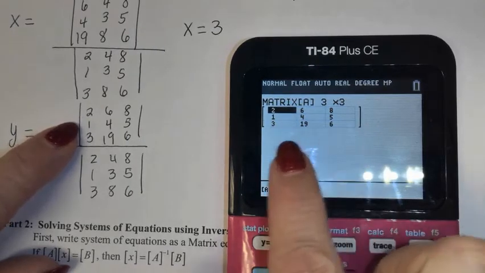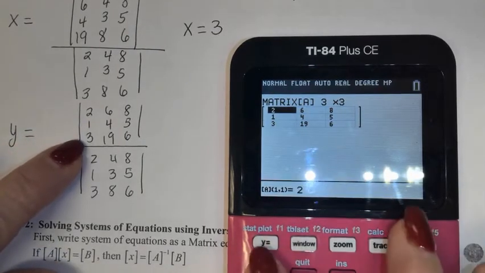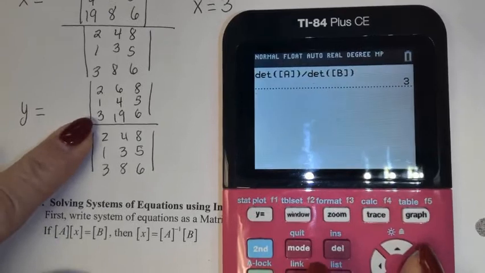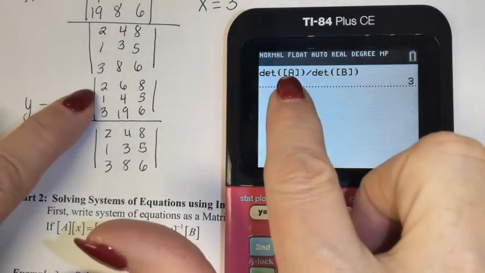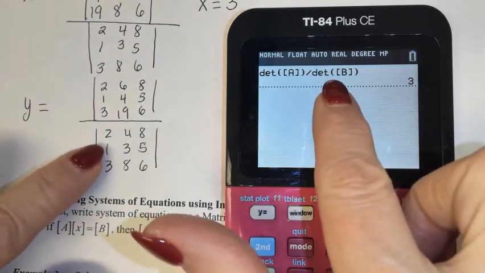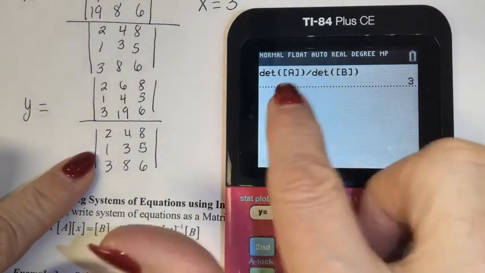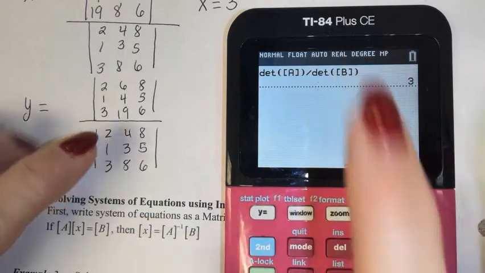We'll check it. Okay, looks good. So now we're going to do the determinant of matrix A divided by determinant of matrix B. Now, I already put that in there once. I don't have to go back and do that. I can just arrow up and get that.